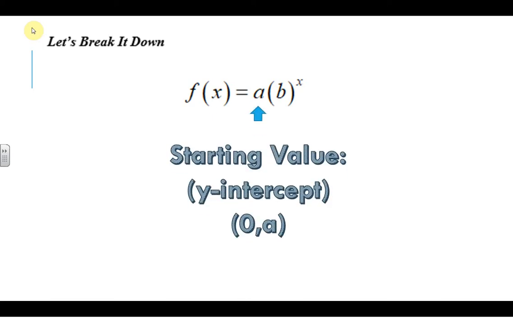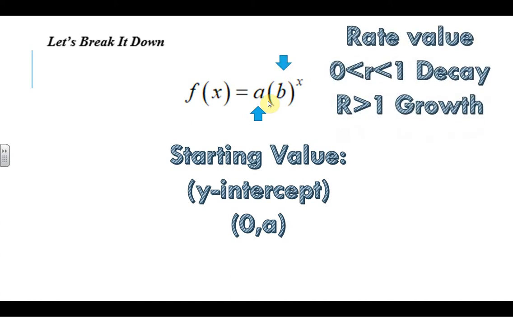Starting value is your y-intercept. So that's going to come from 0, comma, wherever it crosses the y-axis. This is not tricky, people. Think about it. If you plug in 0 for x, what's anything raised to the x power? 1. So that just turns into a 1, so that's why your y-intercept is that a value.